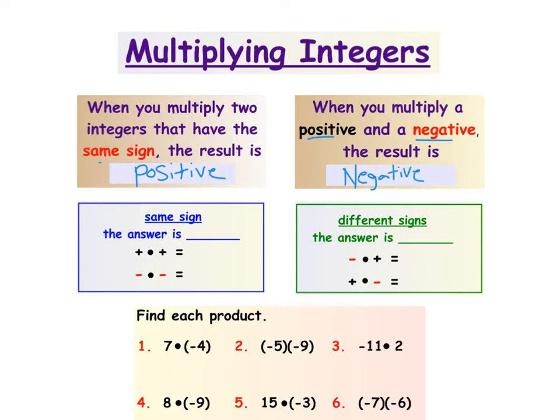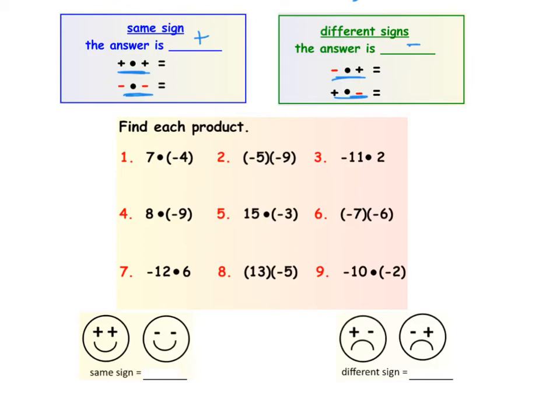So the answer is positive when they're the same sign, so either a positive times a positive or a negative times a negative. And then when they're different signs, one negative and one positive, you're going to get a negative answer. All right, so we're going to try a couple together. So in the first one, you have 7 times 4. Just multiply your two numbers like you normally would to get 28. And then you have one positive and one negative. Since the signs are different, it's going to give you a negative answer.